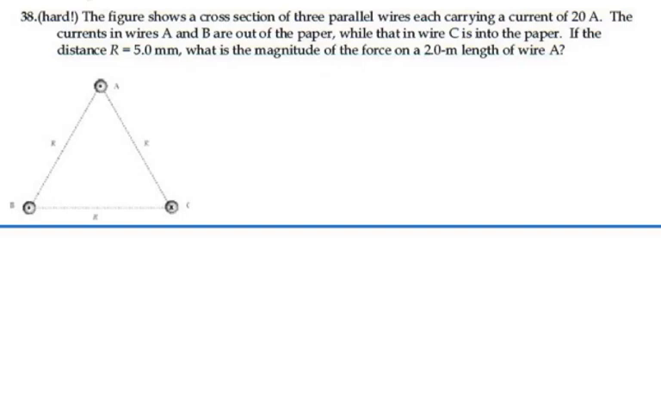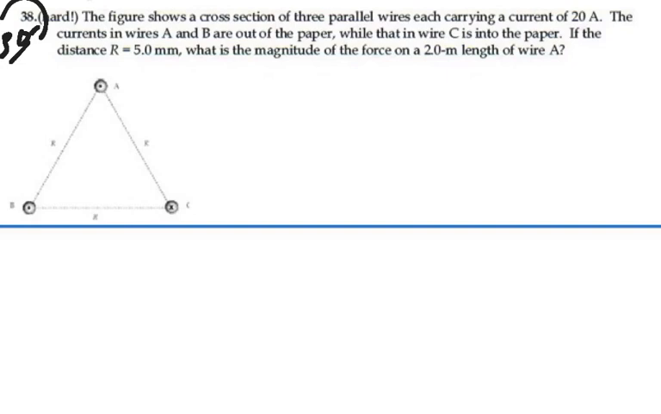Here's problem 38. The figure shows a cross-section of 3 parallel wires, each carrying a current of 20 amps. The currents in wires A and B are out of the paper, while that in C is into the paper. If the distance R is 5 millimeters, what is the magnitude of the force on a 2-meter length of wire A?